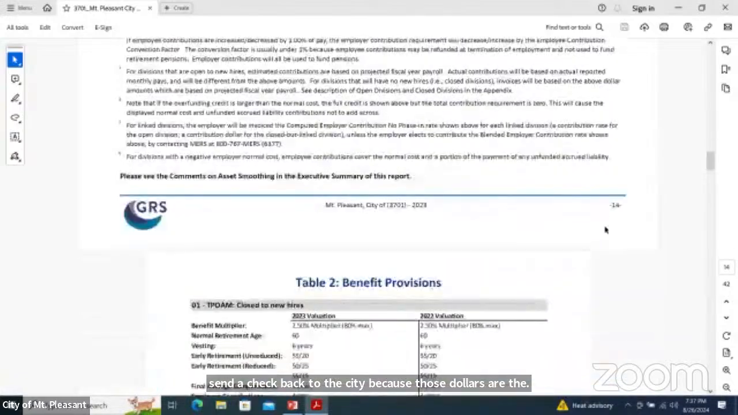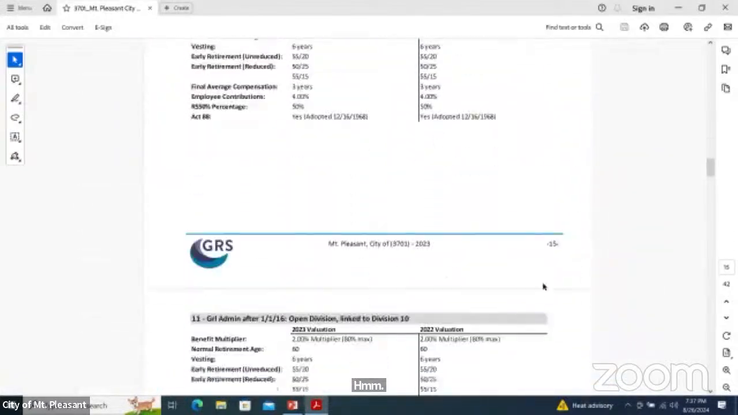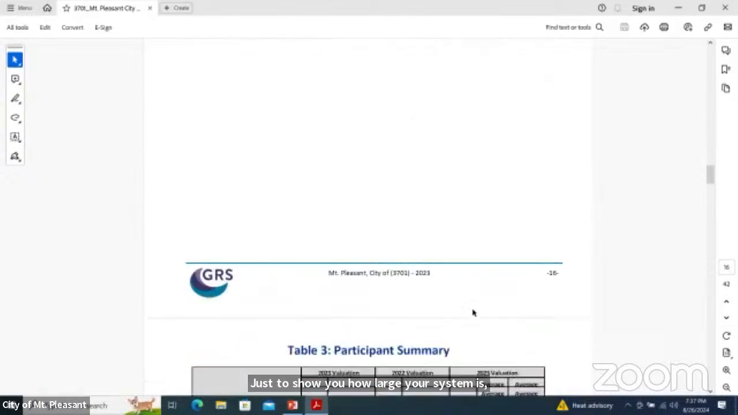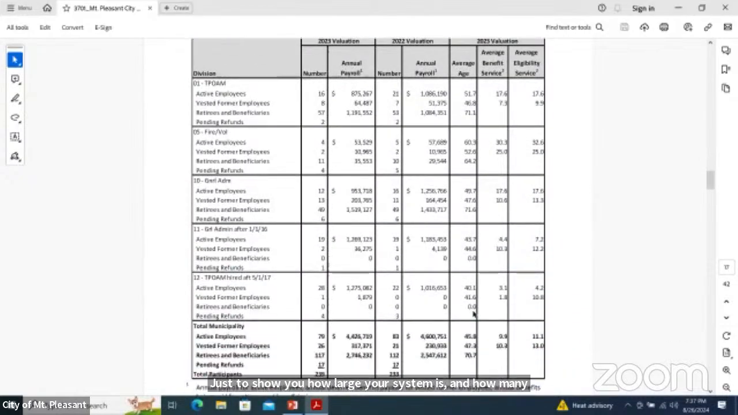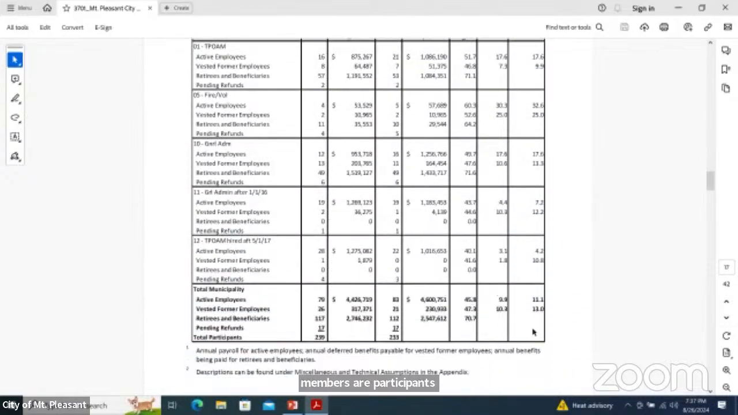Just to show you how large your system is and how many participants are represented. As of the date of this report, you have 79 actives. It's probably gone down a couple since then. You have 26 participants that are vested, but not yet old enough to draw a pension. There are 117 that are either retirees or beneficiaries of the system that are drawing checks.